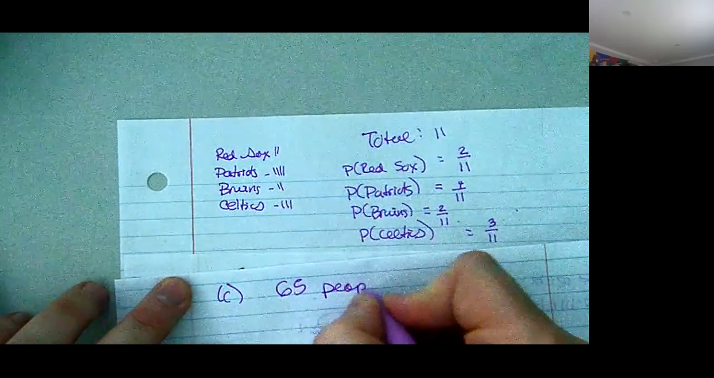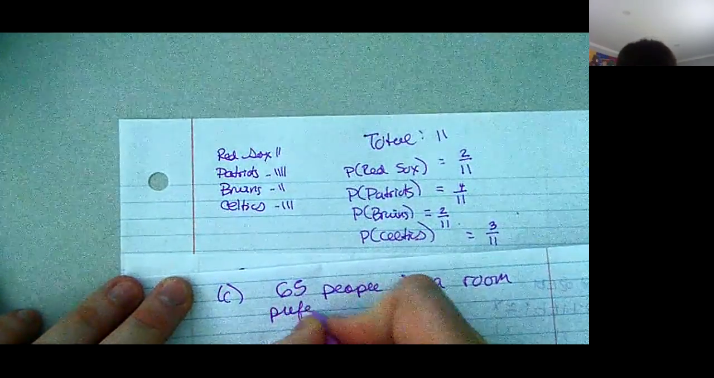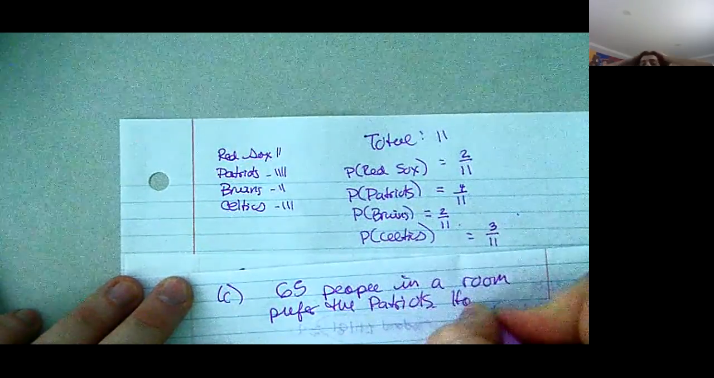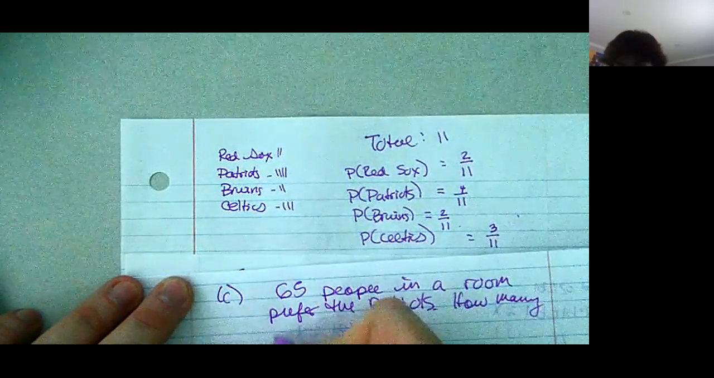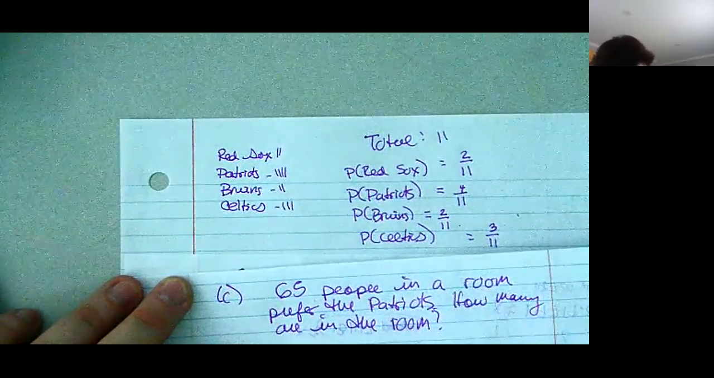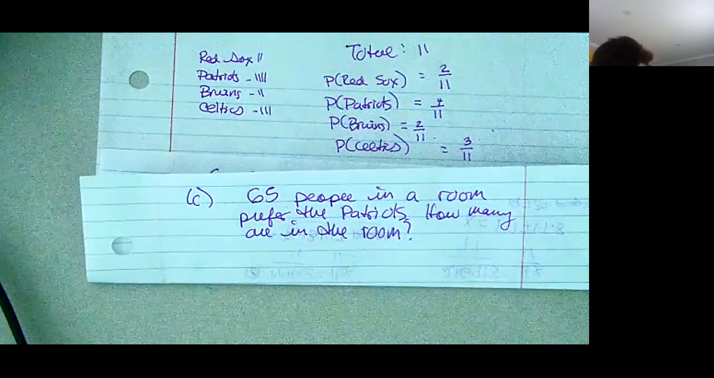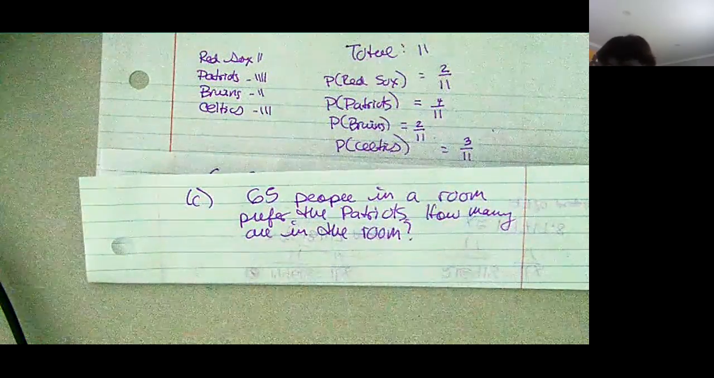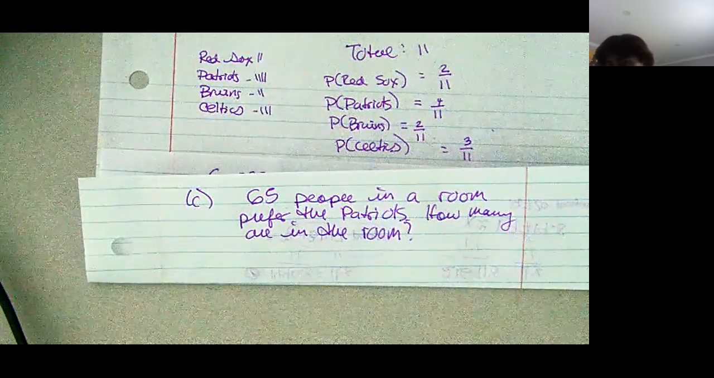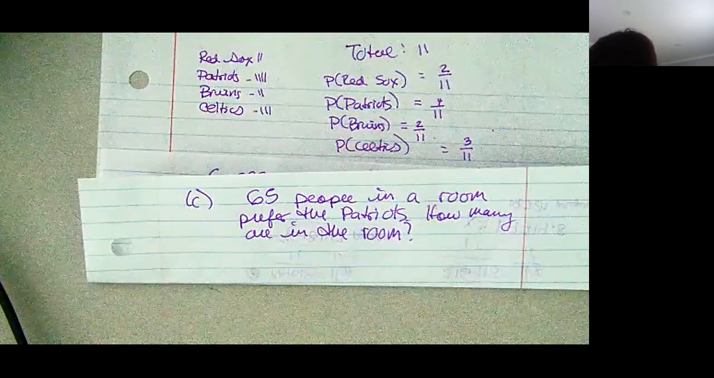65 people in a room, a big room, prefer the Patriots. How many are in the room? 65 people in a room prefer the Patriots. How many people are in the room? Is 65 a part or the whole? Is 65 a part or the whole? Part. Set up your equation and let's go.